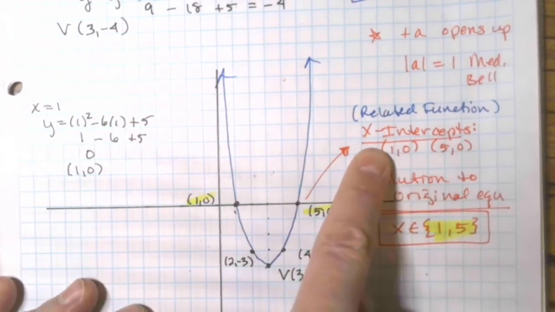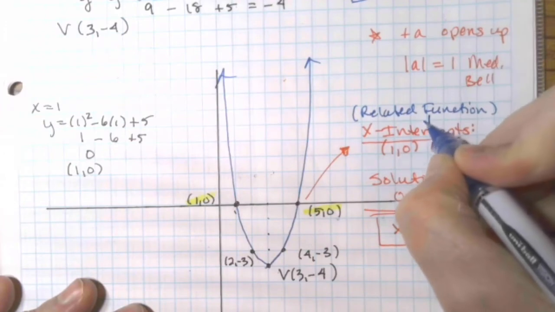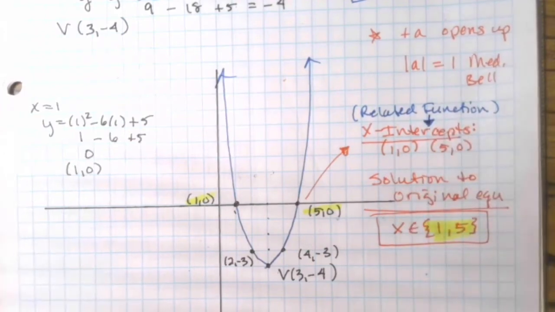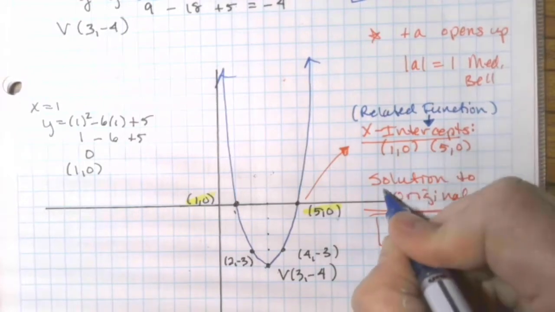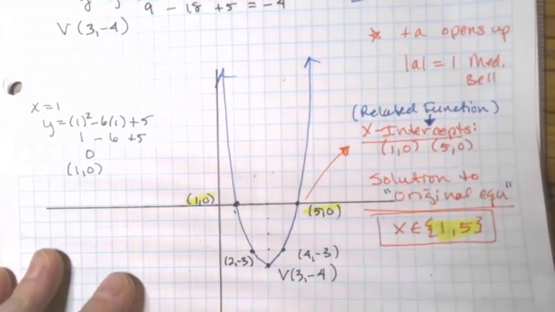If you give this answer, it will be incorrect because x-intercepts were the related function. It wasn't the original. The original equation only had x's, so your answer should only have x's.